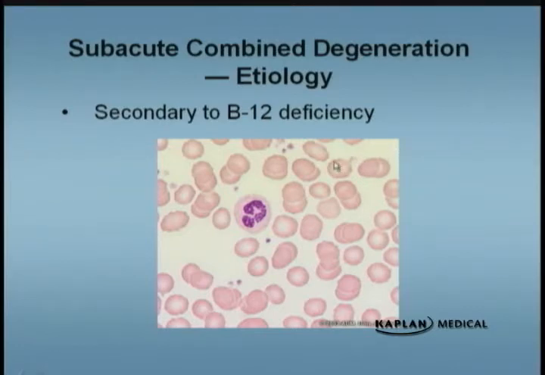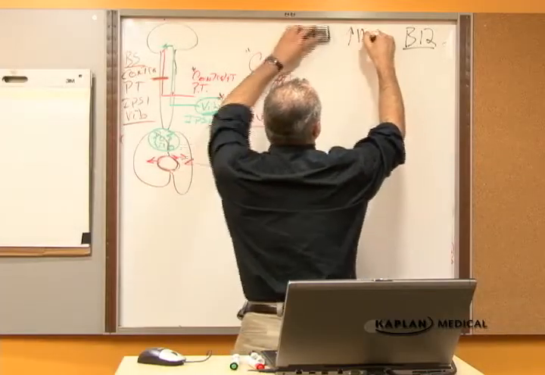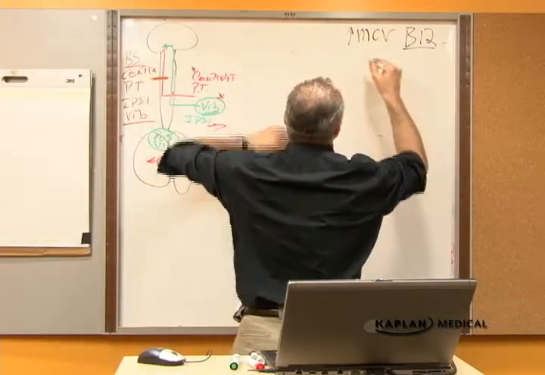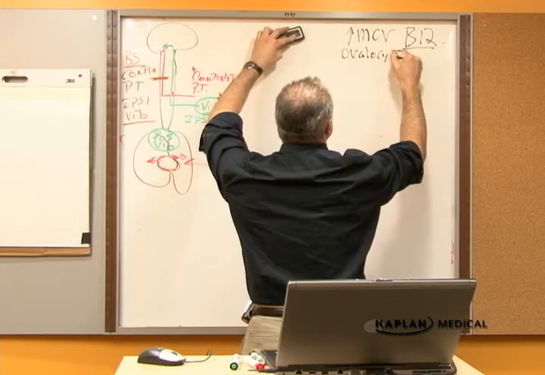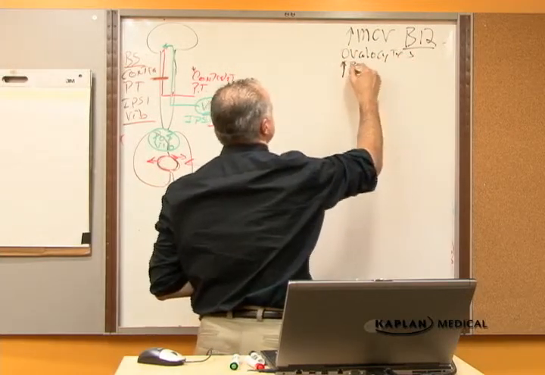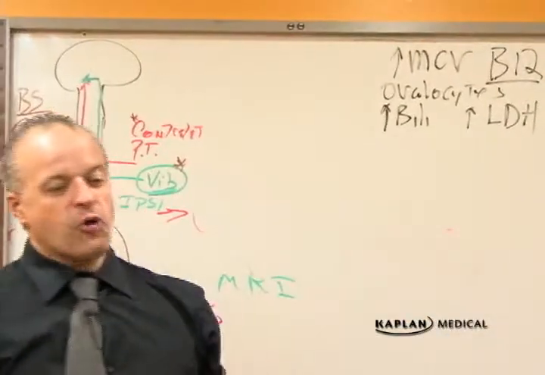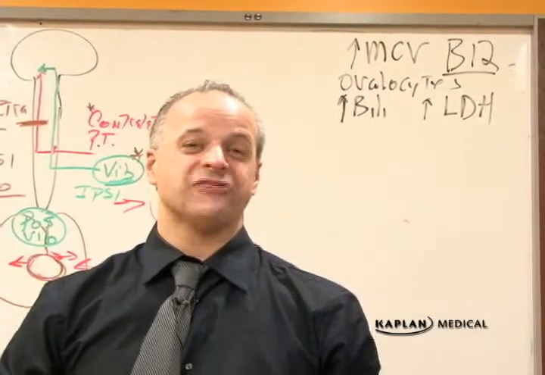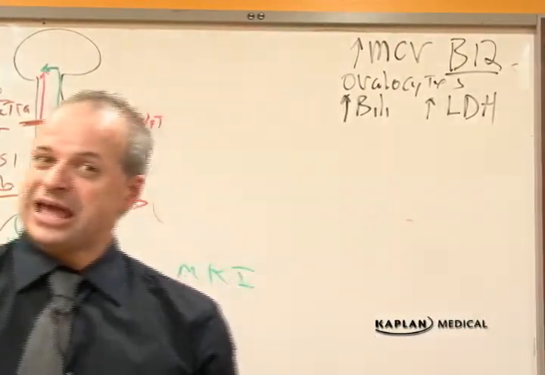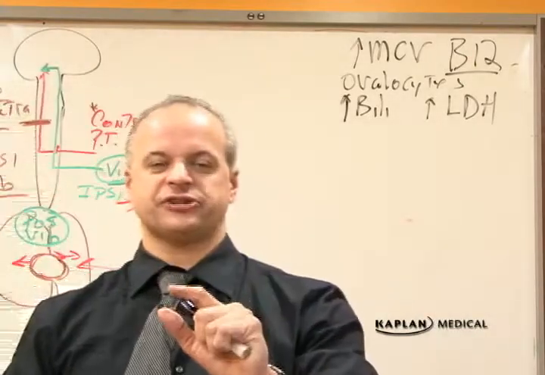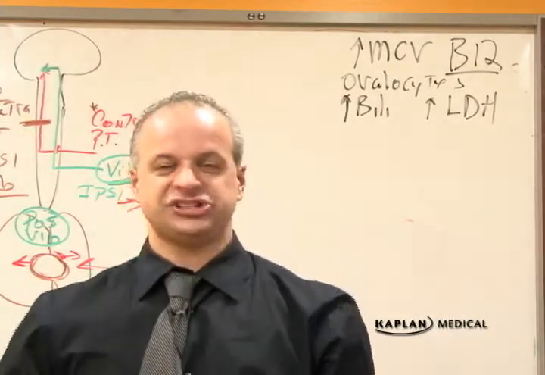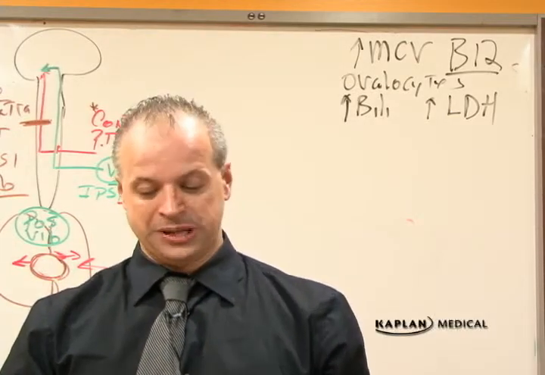So vitamin B12 deficiency gives you oval cells. Vitamin B12 deficiency gives you a macrocytic anemia. It gives you ovalocytes. Vitamin B12 deficiency gives you an increased bilirubin and increased LDH. By the way, what is the difference between macrocytic anemia and megaloblastic?